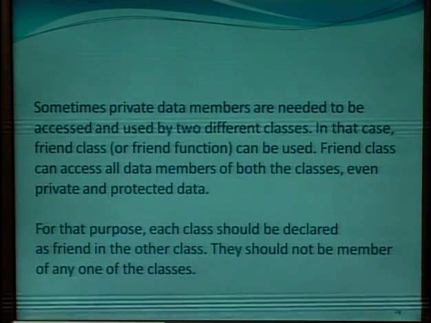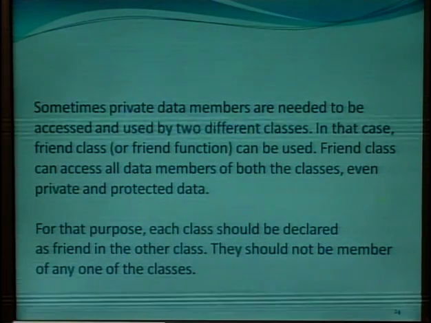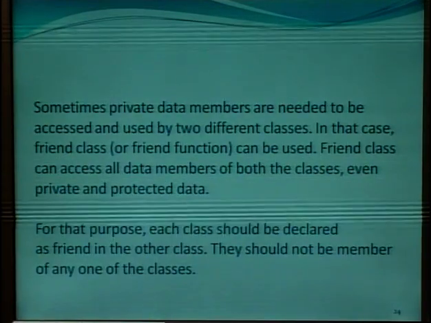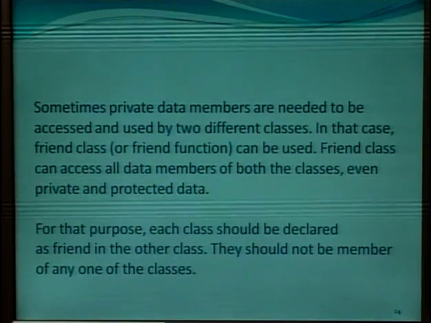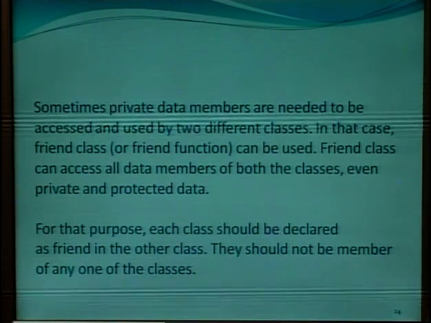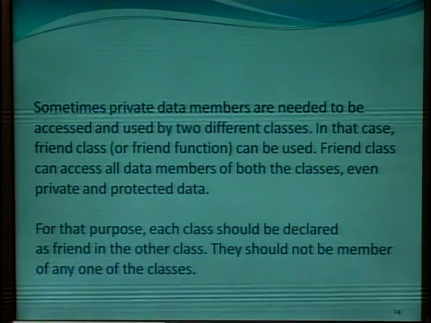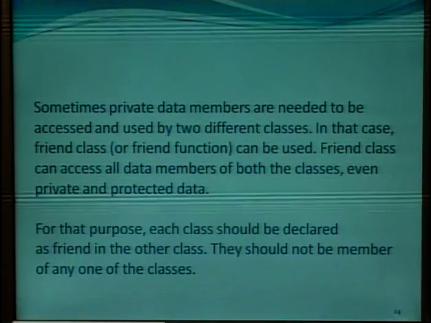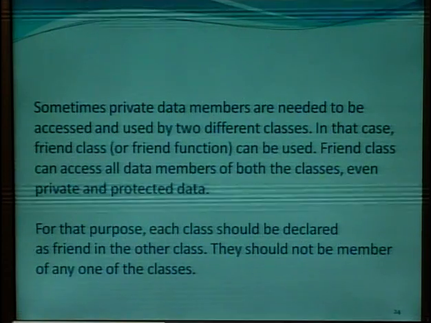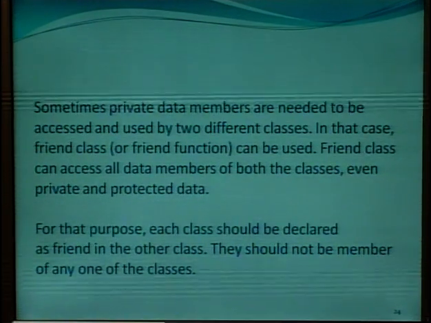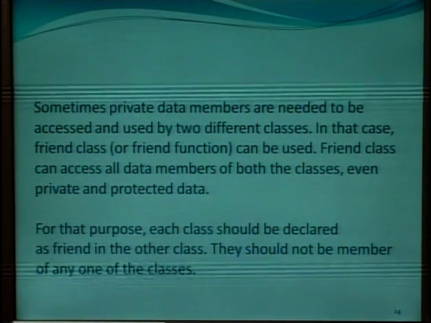The friend classes can access all the data members of both classes. Whenever we declare a friend class, that friend class will access all the data of both classes' members, even private or protected data. This is the beauty of this feature: whatever the data, private or protected, it can be accessed or seen by both the classes or friend classes. So, this is the beauty of friend classes.